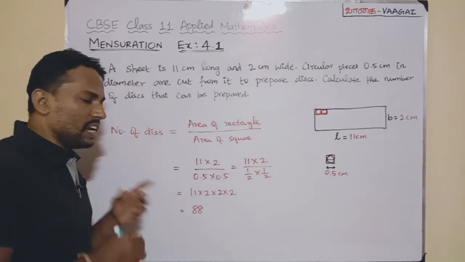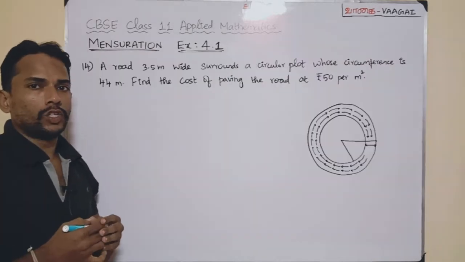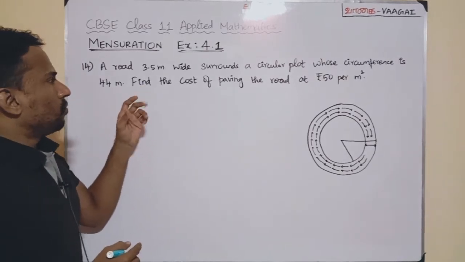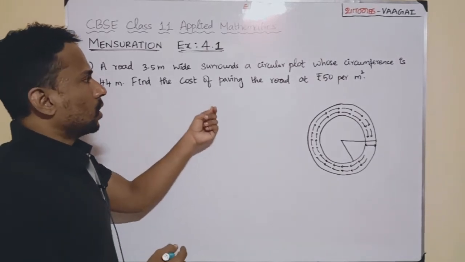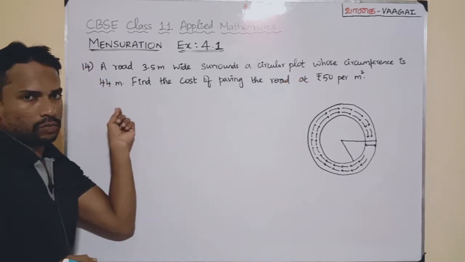So 88 is going to be the answer for your question number 13. Moving next to question number 14. A road 3.5 meter wide surrounds a circular plot whose circumference is 44 meter.